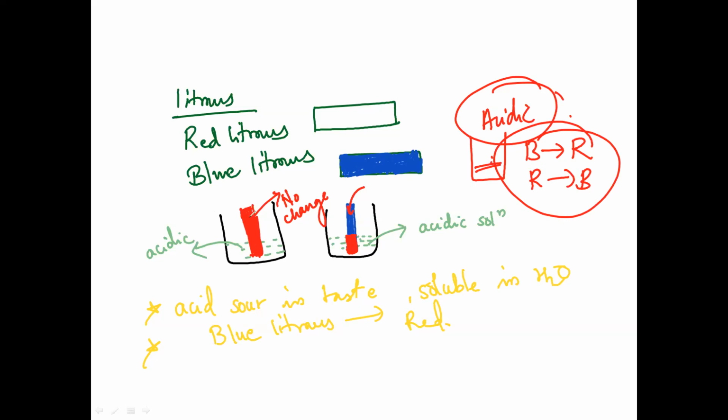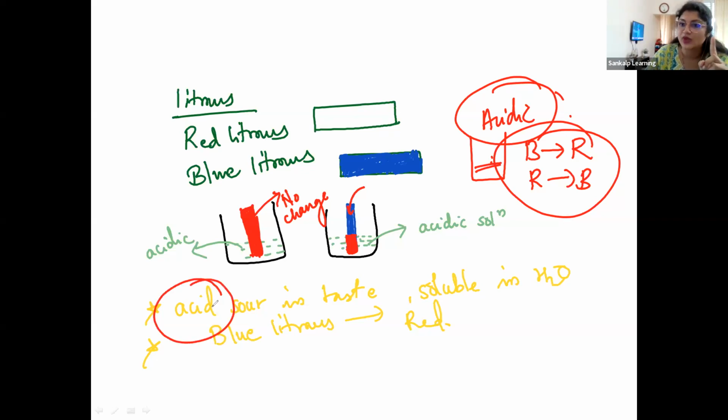Whenever you dip red litmus into an acidic solution, there won't be any change. Red litmus will remain red only, and blue litmus will turn red when you have an acidic solution. So this is the second property, and this is the role of an indicator. It will indicate whether the given solution is acidic or basic.